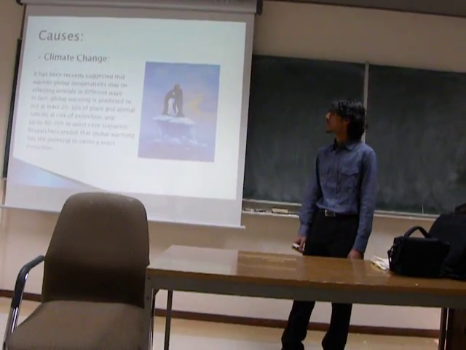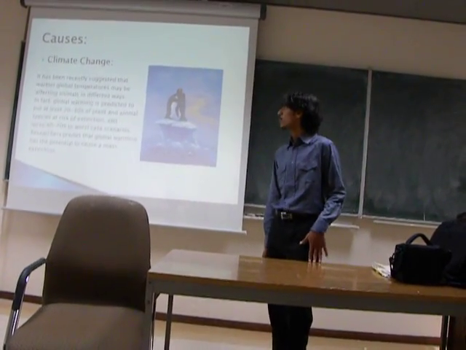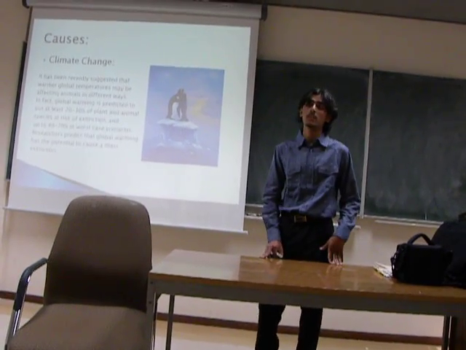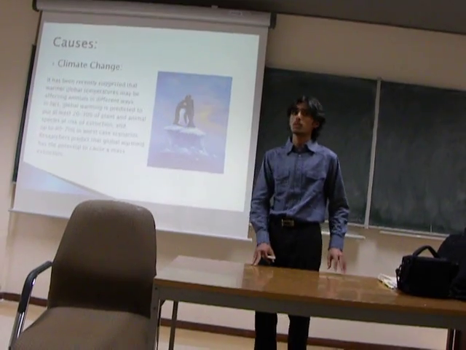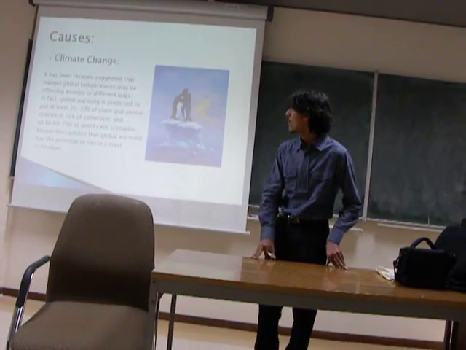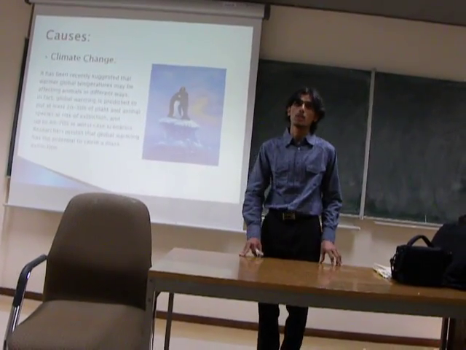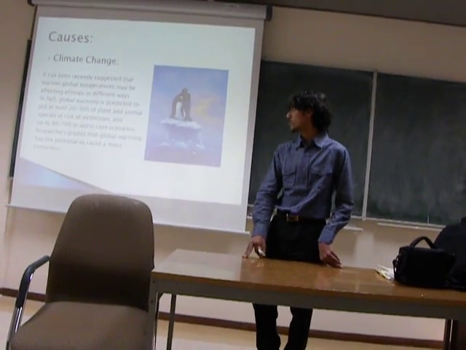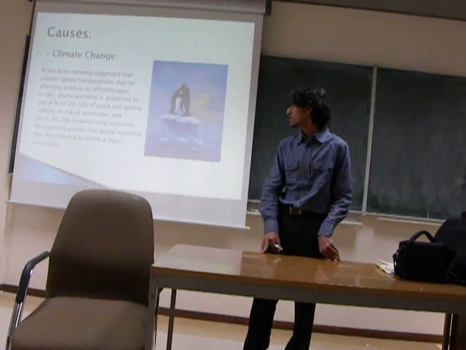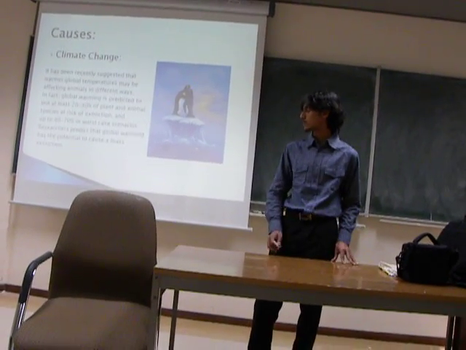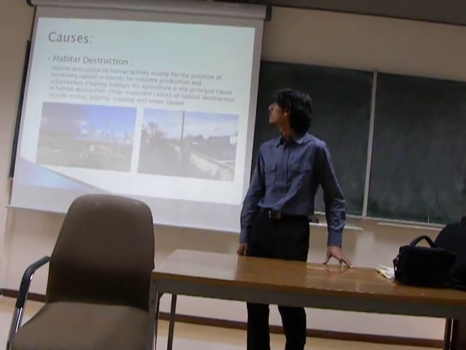Second cause is climate change. It has been recently suggested that warmer global temperatures may be affecting animals in many ways. In fact, global warming is predicted to put at least 20 to 30% of plant and animal species at risk of extinction, and up to 40 to 70% in worst scenario cases. Researchers predict that global warming has the potential to cause a mass extinction.